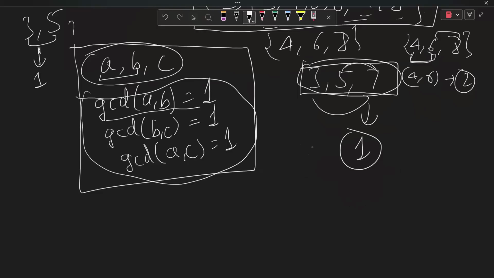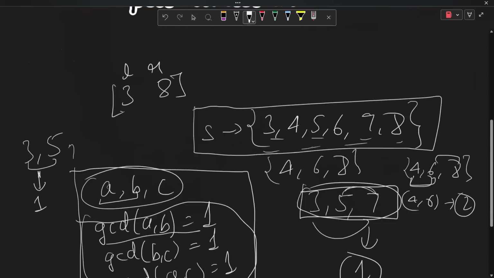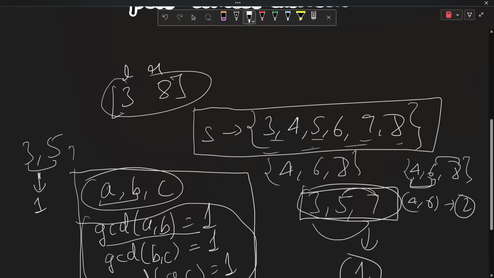Okay, so you are given a range from L to R. That is, you are always given some consecutive integers. It's never like you are given some set of 4, 5, 8 like this. You are always given a set of consecutive integers. Initially, your set is always consecutive integers from 3 to 8.